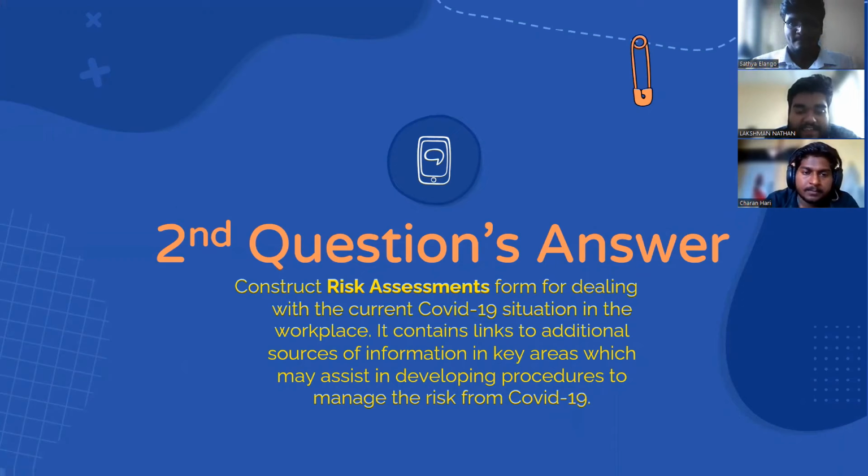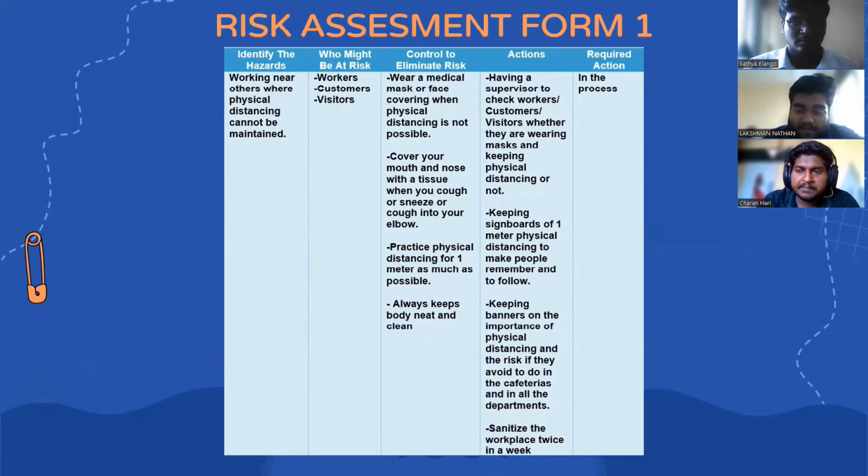Construct a risk assessment form for dealing with the current COVID-19 situation in the workplace. It contains links to additional sources of information in key areas which may assist in developing procedures to manage the risk from COVID-19. For this question, we have created 4 risk assessment forms. So let's see the first risk assessment form. First, we need to identify the hazard. Working near others where physical distancing cannot be maintained. Who might be at risk? Workers, customers, and visitors.